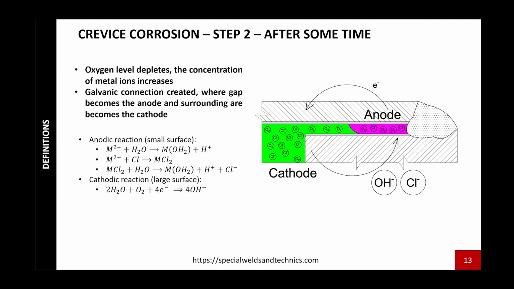As the passivation layer starts to dissolve, we are going to have a galvanic connection again. And in this relation, the gap becomes the anode and the surrounding area becomes the cathode. Again, this is completely identical to pitting corrosion, and we can use the same equation to describe the chemistry. We have the anodic reaction and we have the cathodic reaction. Again, everything is the same as the pitting corrosion.